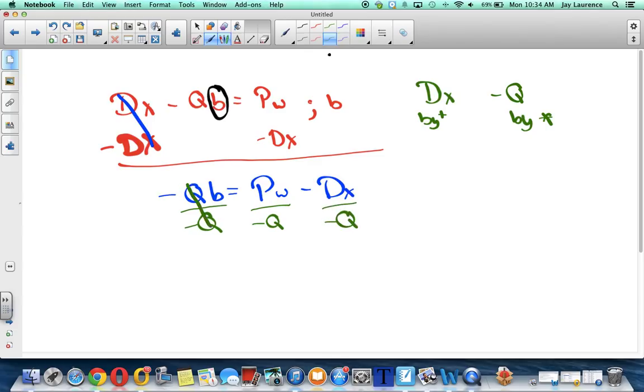So the left-hand side will simply become b. This could become a negative pw divided by a q. Those will cancel, leaving me with a dx over q. And there you go.